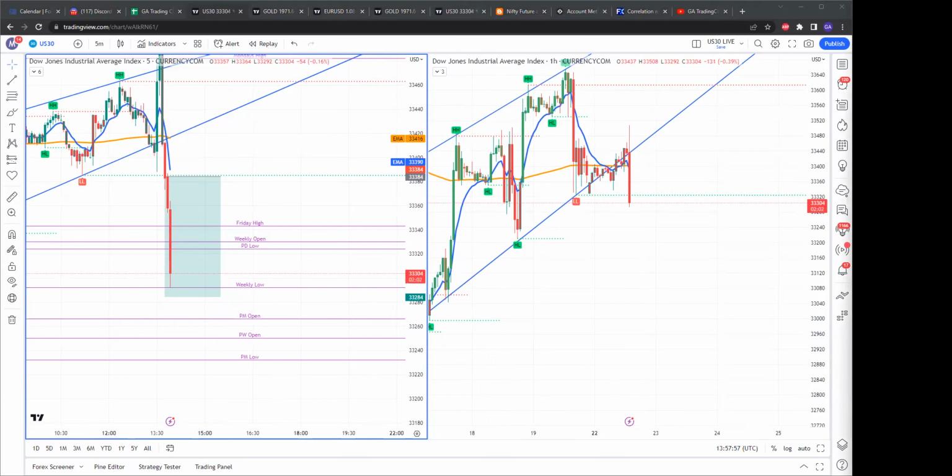Okay. And let's go. Come on. And you can see where we are. So if we close below this, I do expect a quick spike to close price. And there we go. Come on. All right.